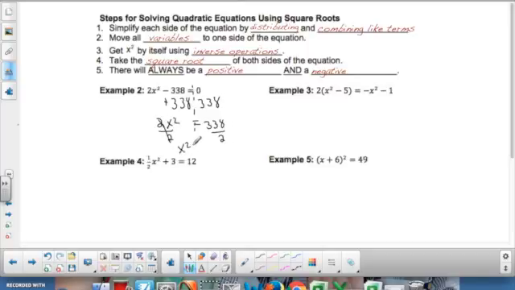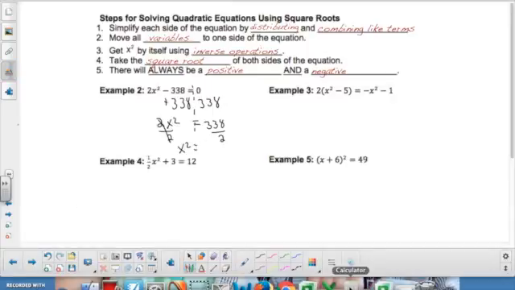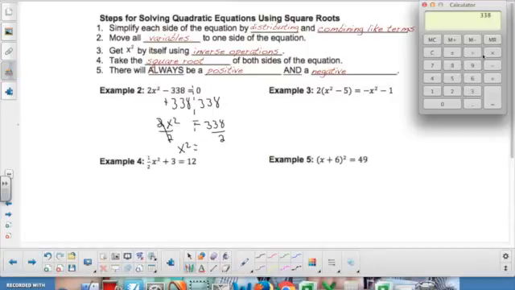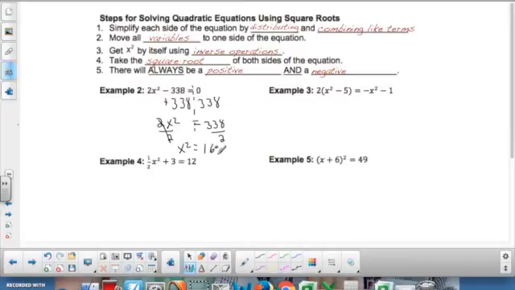That leaves me with 2x squared, and over here I'm left with 338. Then I'm going to divide by 2, which leaves me with x squared equals, I want to pull up the calculator just to be sure, 338 divided by 2 is equal to 169. And now that I've got my x squared isolated, I'm ready to take the square root of both sides. So I take the square root of x squared and the square root of 169. The square root and the square cancel and leave me with just x. And the square root of 169 is plus or minus 13. So that means x could be positive 13 or x could be negative 13.